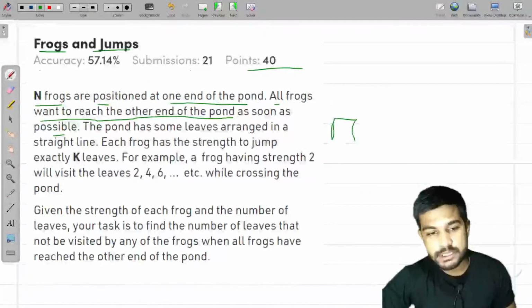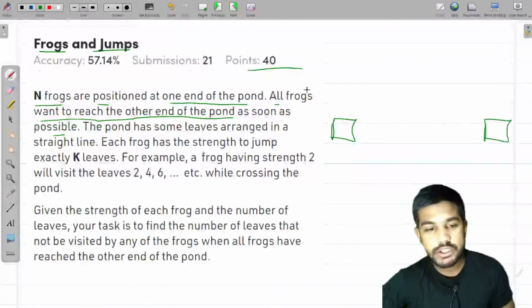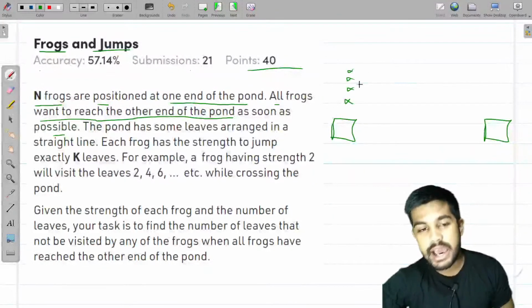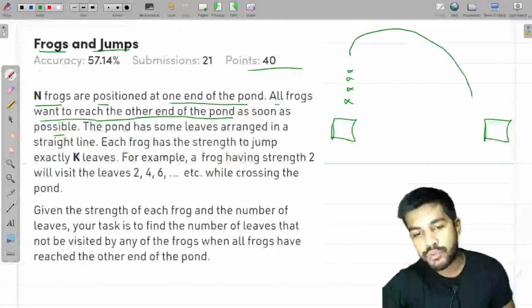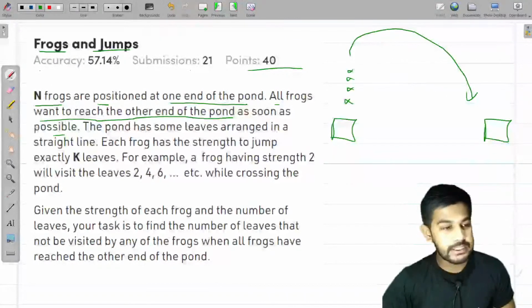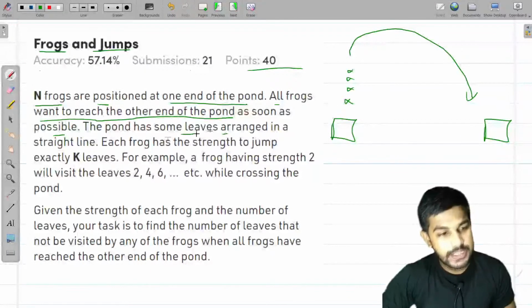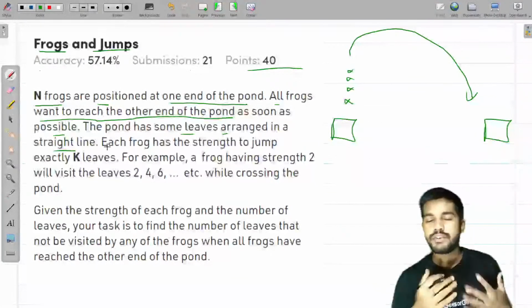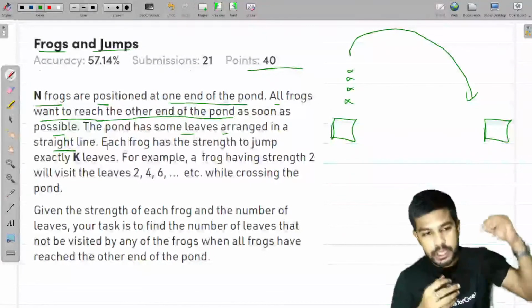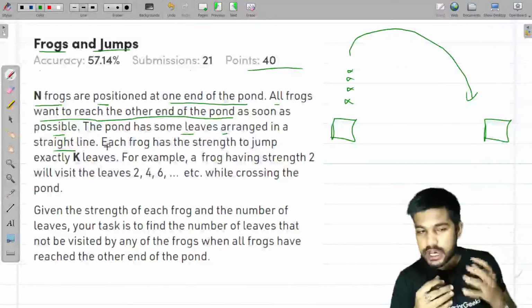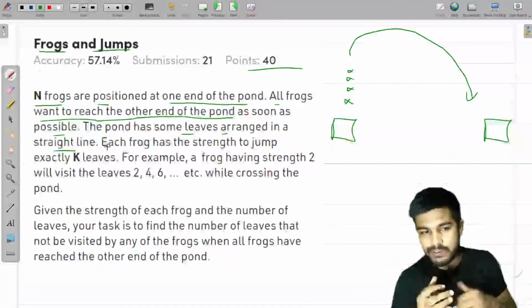Suppose this is the point, this is the point. Suppose there are n frogs: one, two, three, four. And they all want to go from this side to this side. Next we would move forward. Now the pond has some leaves arranged in a straight line. This is quite evident from the fact that the frogs are not able to dip in the water itself.